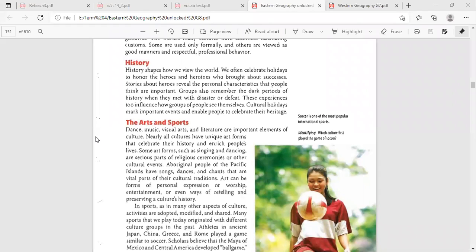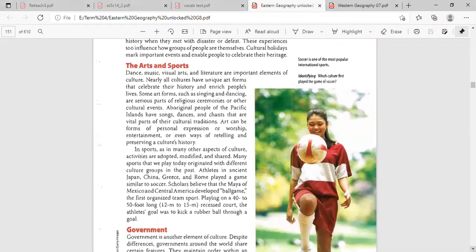Dance, music, visual arts, and literature are important elements of culture. Nearly all cultures have unique art forms that celebrate their history and enrich people's lives. Some art forms, such as singing and dancing, are serious parts of religious ceremonies or other cultural events. Aboriginal people of the Pacific Islands have songs, dances, and chants that are vital parts of their cultural traditions. Art can be forms of personal expression or worship, entertainment, or even ways of retelling and preserving a culture's history.